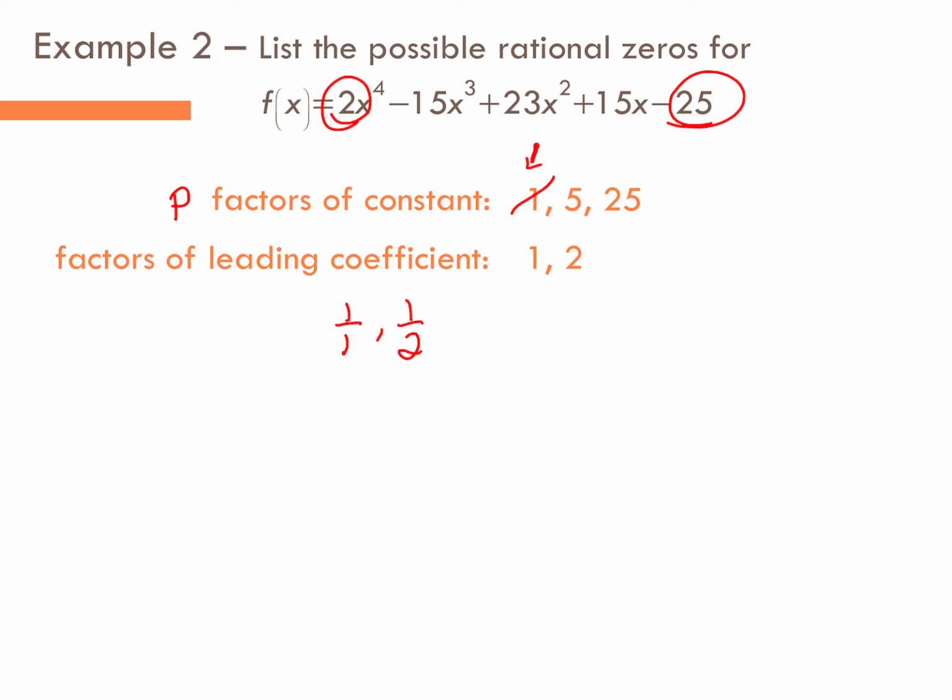So I've used that one. 5, 5 over 1, 5 over 2. Use the 5. 25 over 1, 25 over 2. I've used the 25, so we're done.